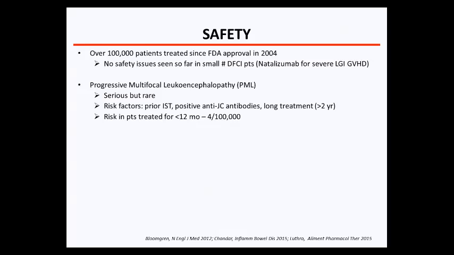So they have 99,571 MS patients treated with natalizumab until February 2012. 212 confirmed cases of PML are reported, 212 from 99,571 multiple sclerosis patients treated.